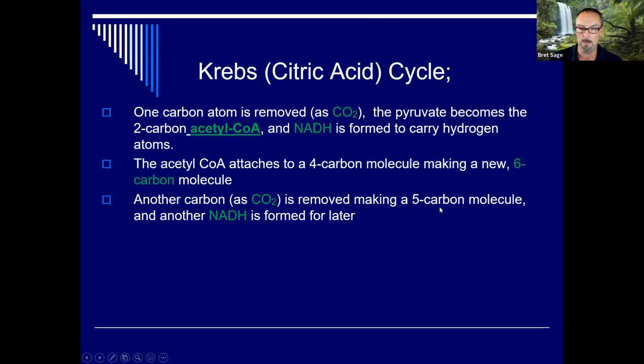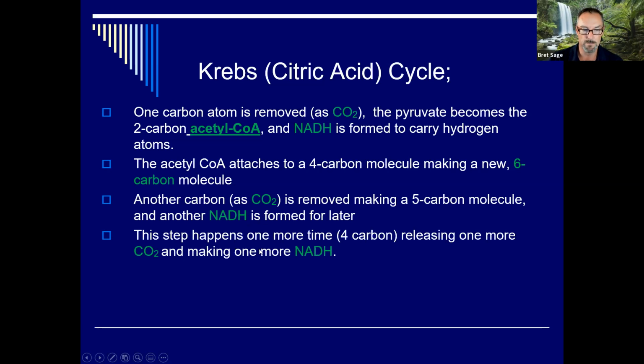Now we make a 5-carbon molecule. You don't need to worry about that. But look, here's another one of those hydrogen carriers. There's one here. There's one here. We saw one in glycolysis. So the key is these are going to end up going to our very final process called electron transport and dumping these hydrogens so that you can use those hydrogens and the energy carried within this molecule to make ATP energy. It happens again. Now we're going to release one more CO2.